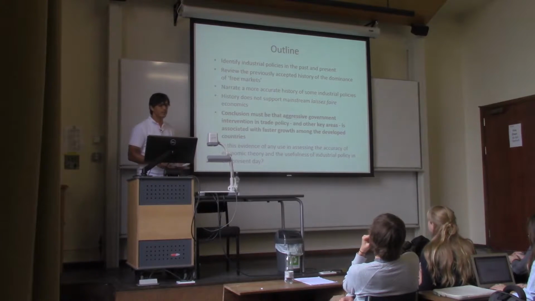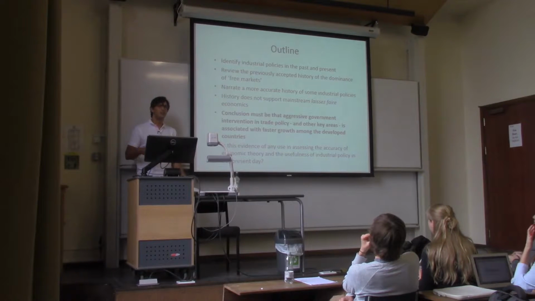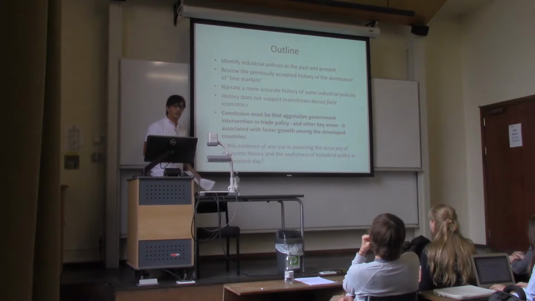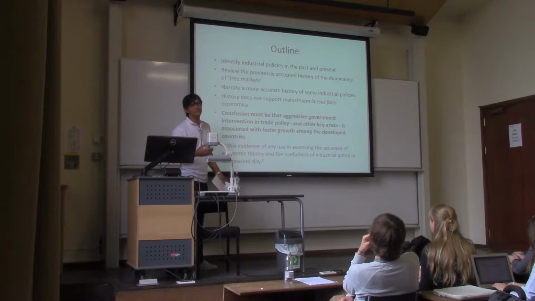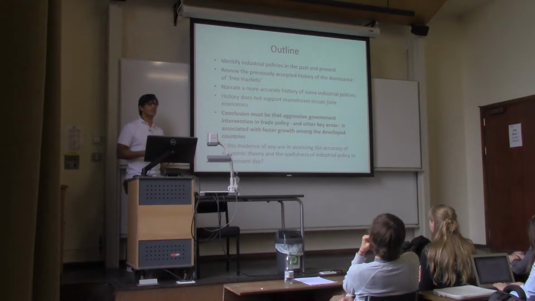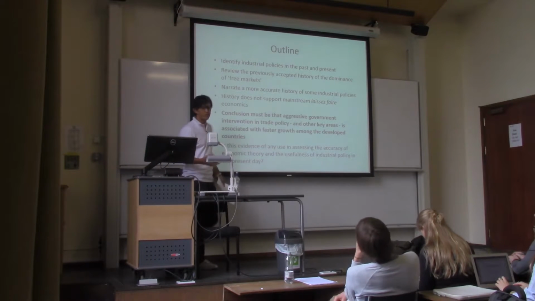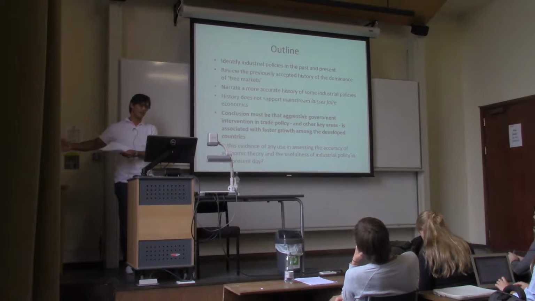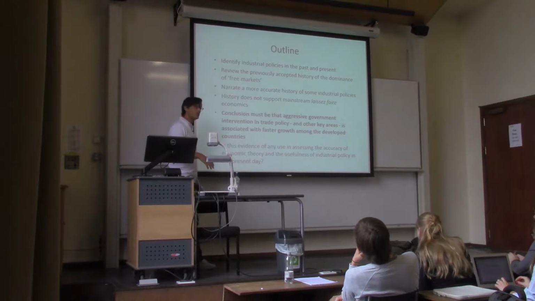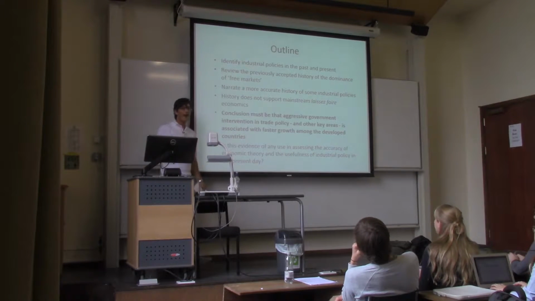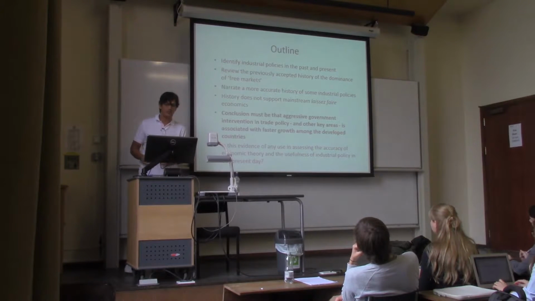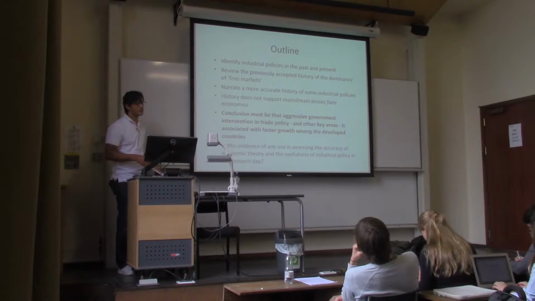So what we're going to do today is, first of all, identify policies that governments have used in the past to influence economic growth. We're going to review the previously accepted history and the mainstream economists' view that free markets are associated with industrial economic growth. What I then will do is narrate what I think is a more accurate history of industrial policy in developed countries.